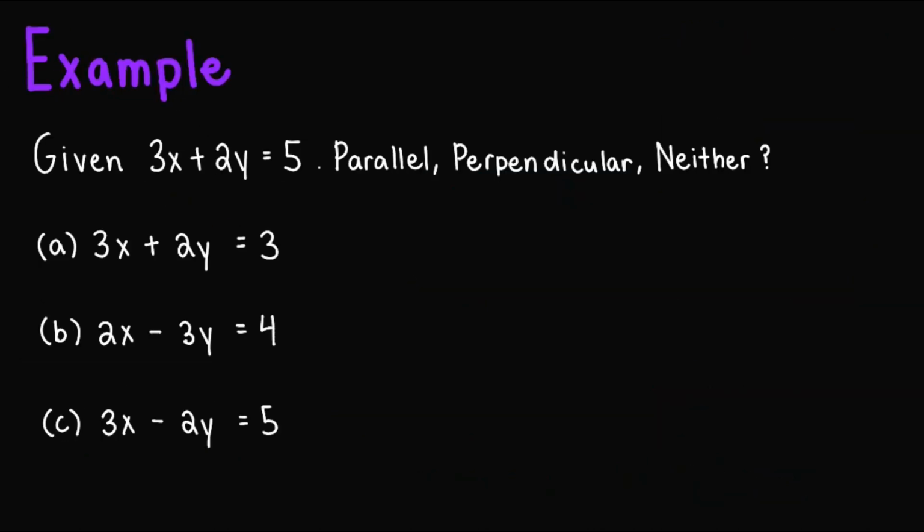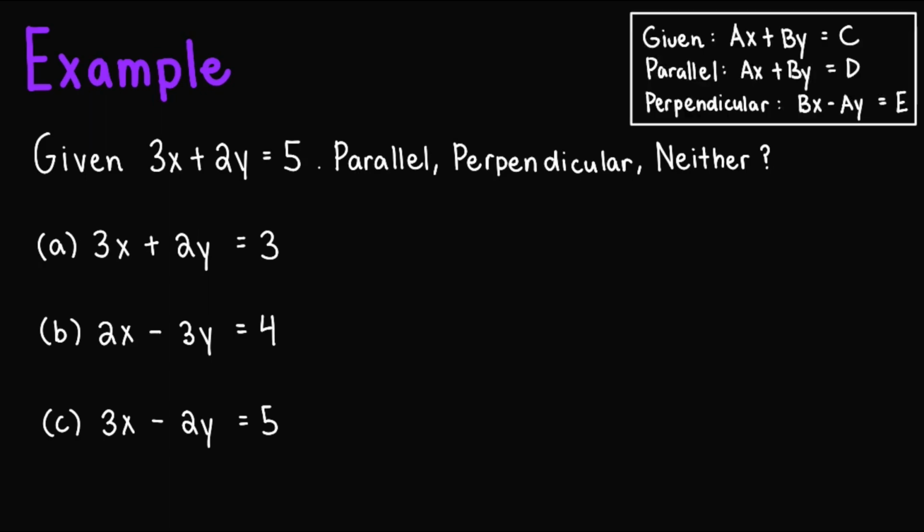Now let's try to showcase this through an example. So given 3x plus 2y equals 5, we determine if the given items are parallel, perpendicular, or neither of the two. As a guide, let's have this. So this will serve as our reference in answering these items.